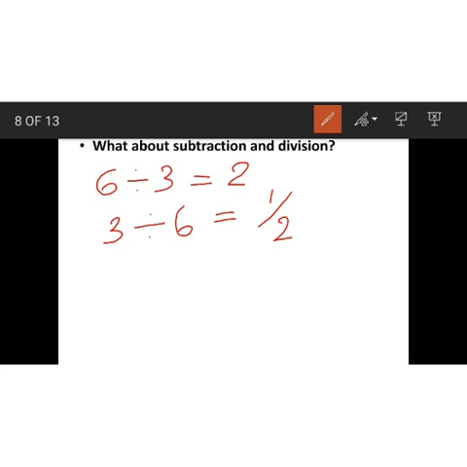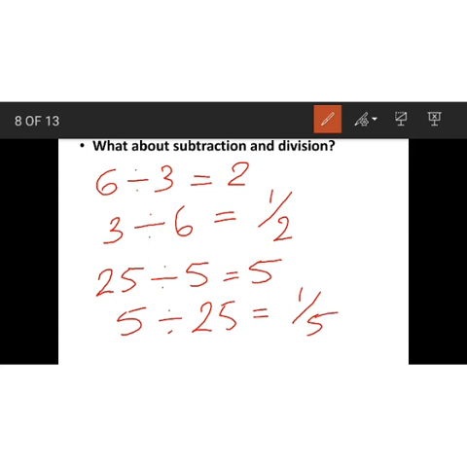Let's do another one. Consider 25 divided by 5. We'll get the answer as 5. Then how about interchanging them? 5 divided by 25. We'll get the answer as 1 by 5. So 5 is not equal to 1 by 5. That means 25 divided by 5 is not equal to 5 divided by 25. So we can say that division is not commutative. So subtraction and division are not commutative.